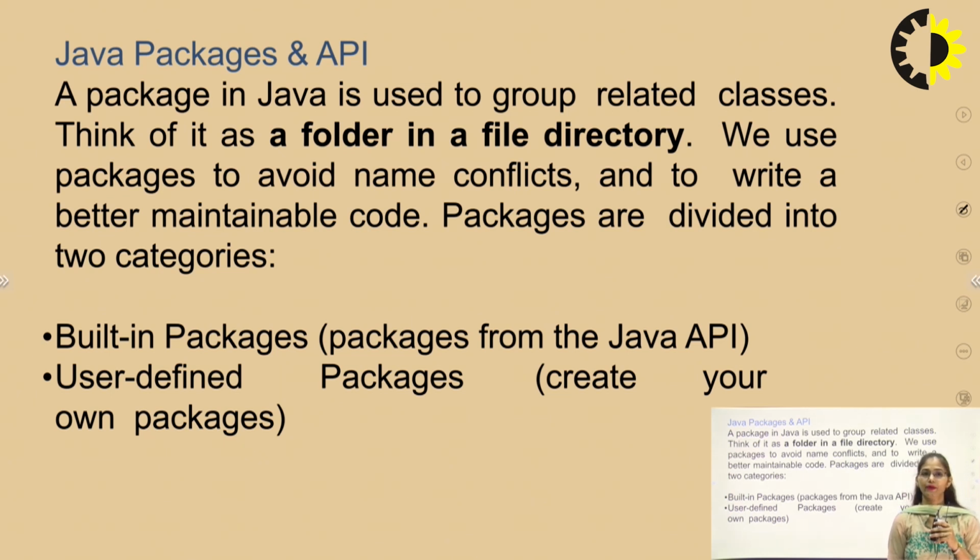We use a package to avoid name conflicts and to write better maintainable code. Whenever you are writing similar types of classes in a program, you construct a package for it, and there are categories for it: built-in packages and user-defined packages. Some packages are given by the Java API, that is the Java application program interface, and those go in the category of built-in packages. User-defined packages are created by the user, that is, by the developer.